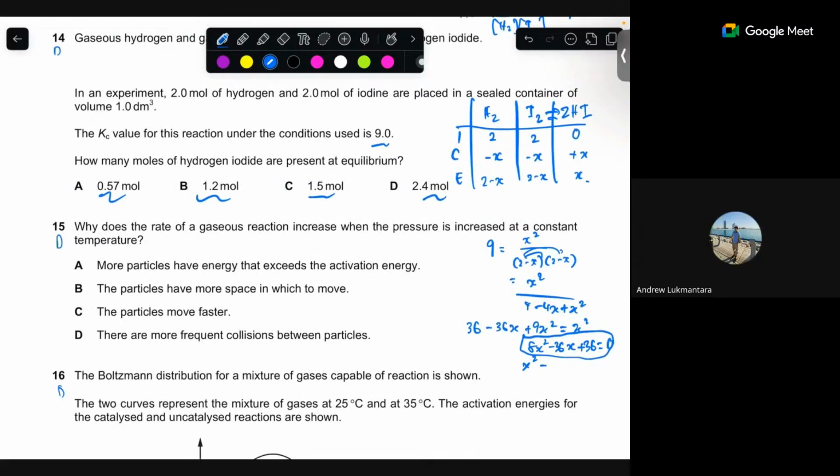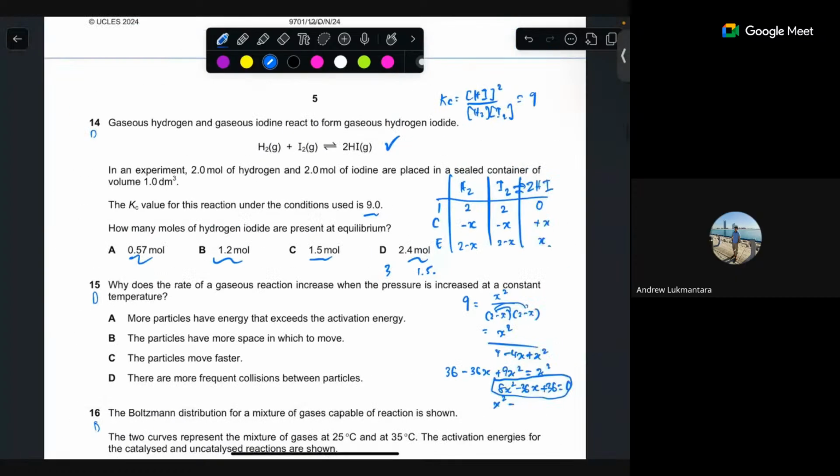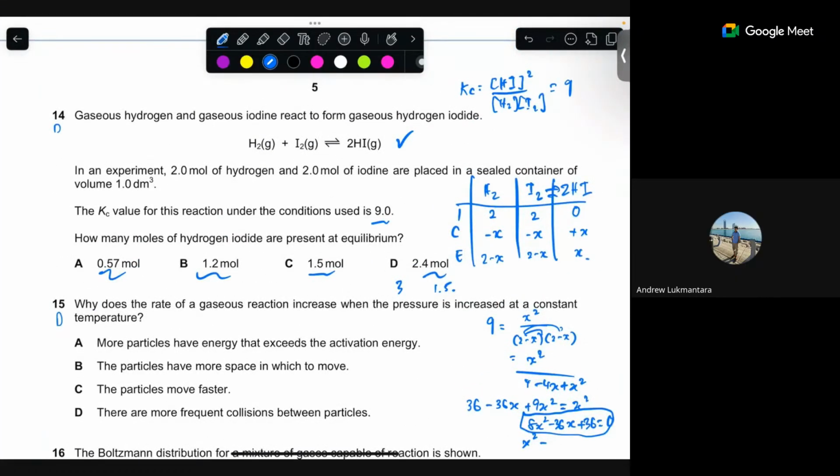I got 3 and 1.5, sir. 3 and 1.5. Yeah. Is 3 negative or positive? Both positive, sir. 3 and 1.5. It shouldn't be, because the answer is 2.4. In an experiment, 2 and 2 are placed in a sealed 1 dm cube. Kc value is 9. How many hydrogen iodide are present in equilibrium?